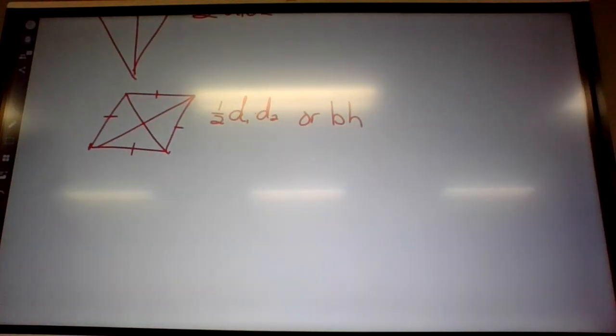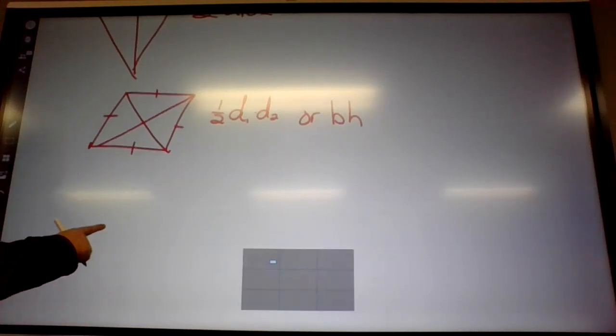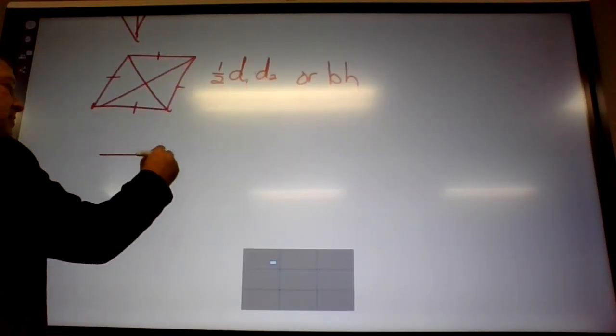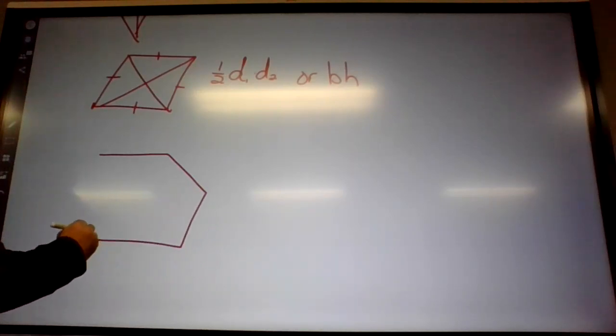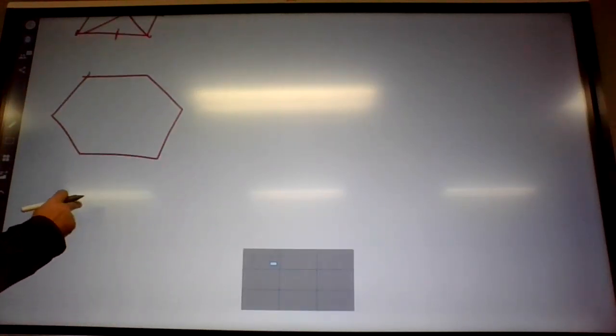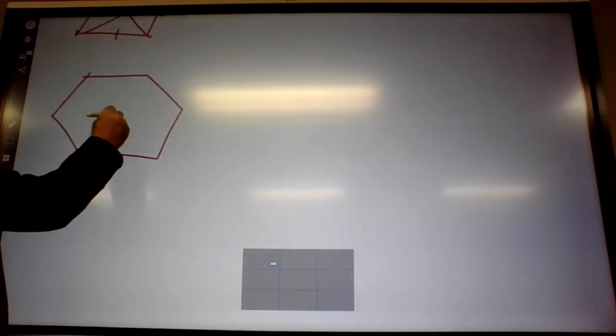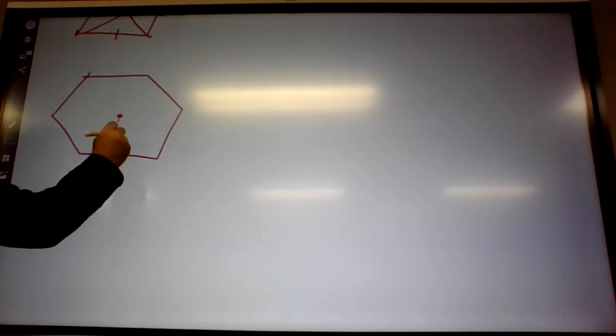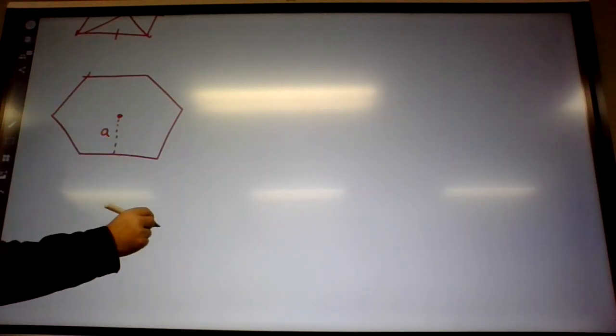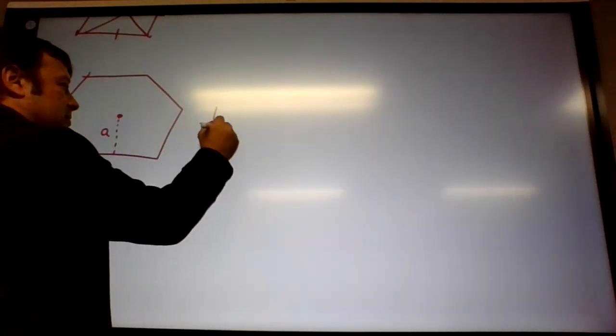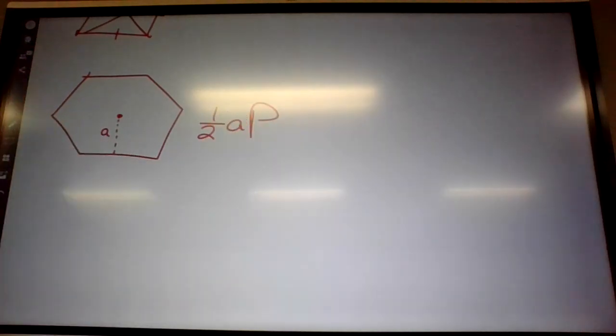Okay, what came next? I think it was the regular polygons, yes. How do we find the area of a regular polygon? 1/2 times the apothem times the perimeter. The perimeter is the distance around, and that's the apothem. Divided by 2.